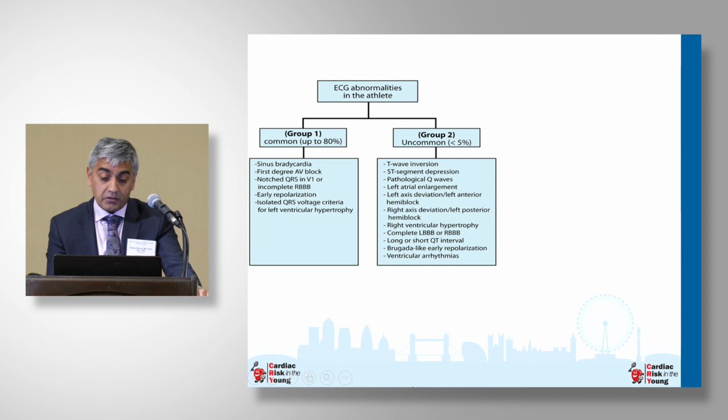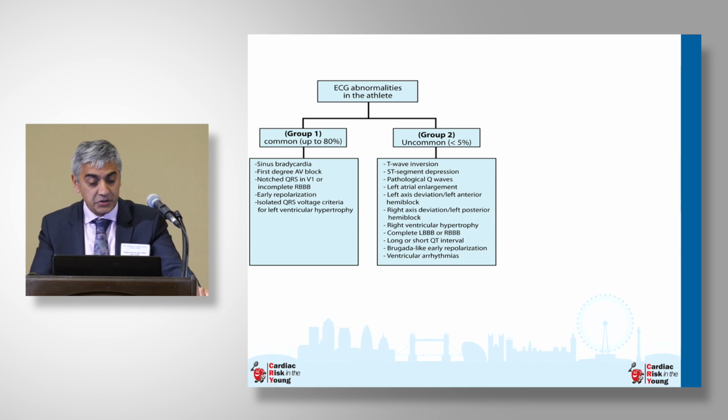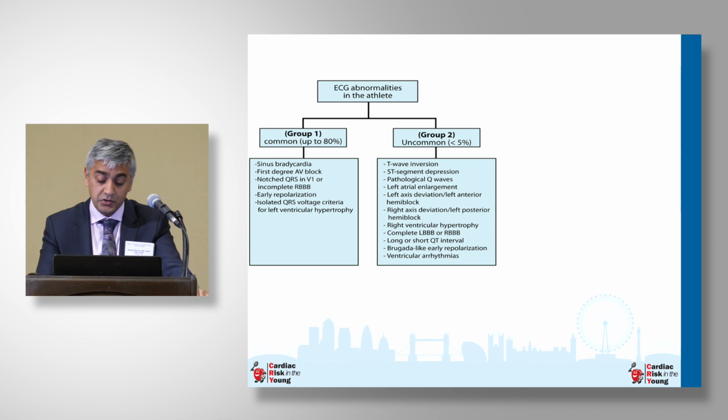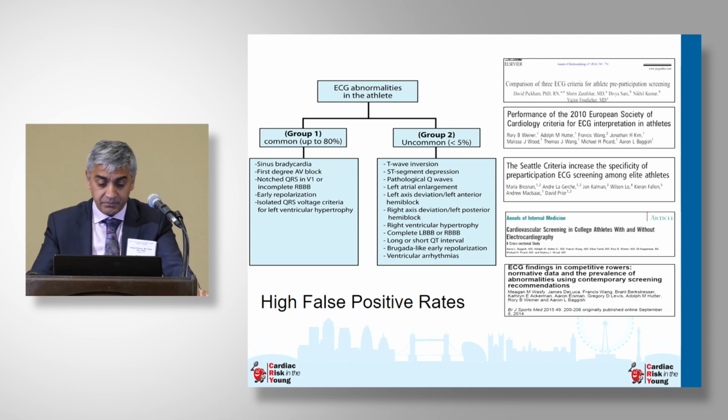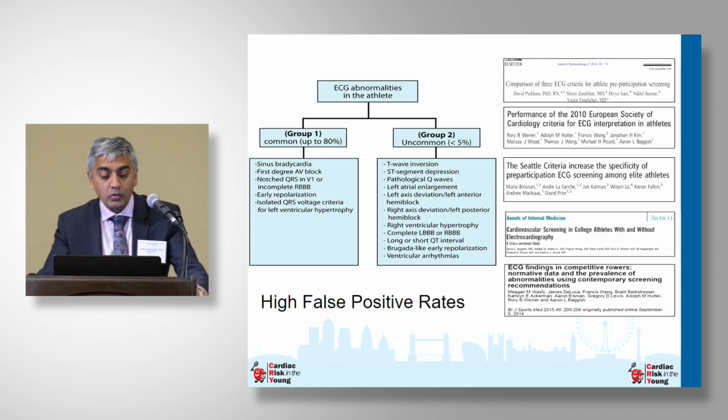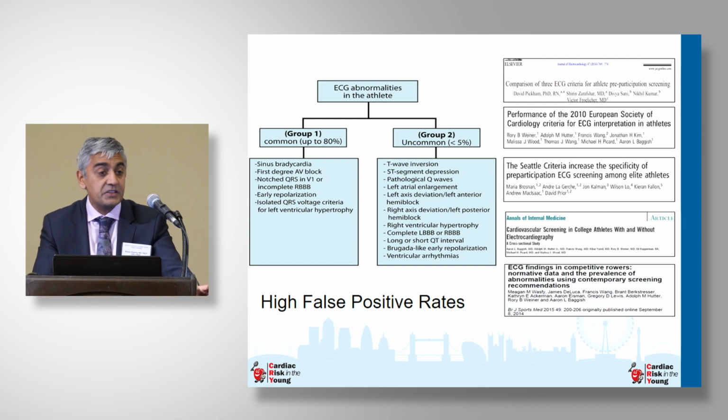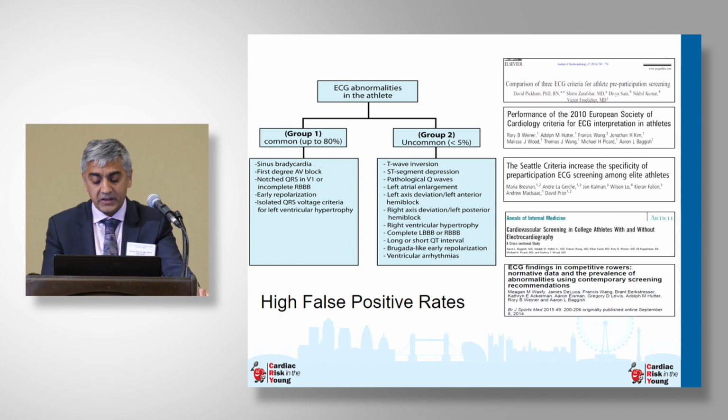I'd like to now kick off by telling you that we thought we did great things in 2010 when we tried to differentiate between physiology and pathology by creating group 1 ECG changes, which are physiological, and differentiate them from group 2 ECG changes, which are pathological. But over time, we realized that this was wrong, with a very high false positive rate, as high as 23%. And the question is, why was that?